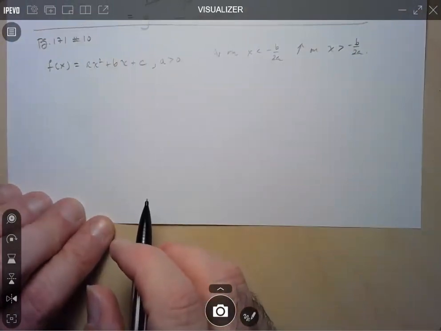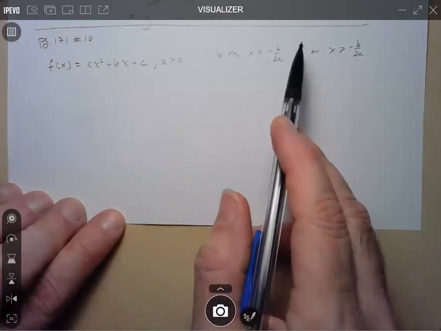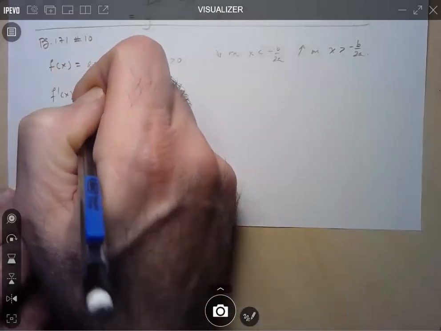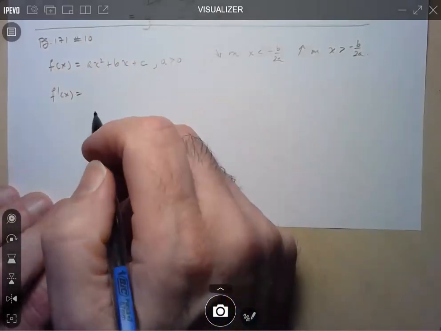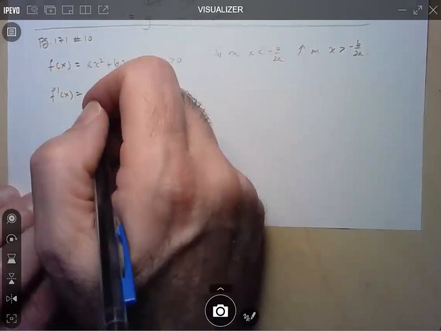All right. So of course, the first thing I'm going to do, since I'm talking about decreasing and increasing, is find the derivative. Okay, so let's take the derivative of this function here. So again, a is just a constant times the derivative of x squared, so times 2x.